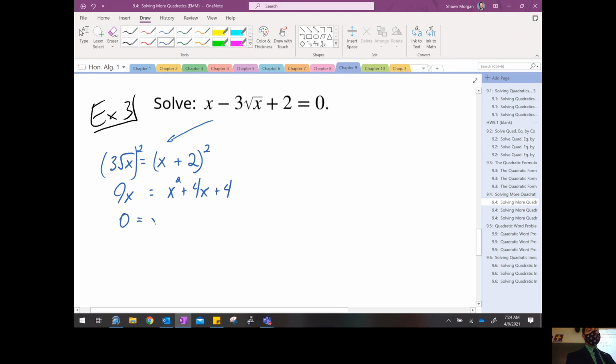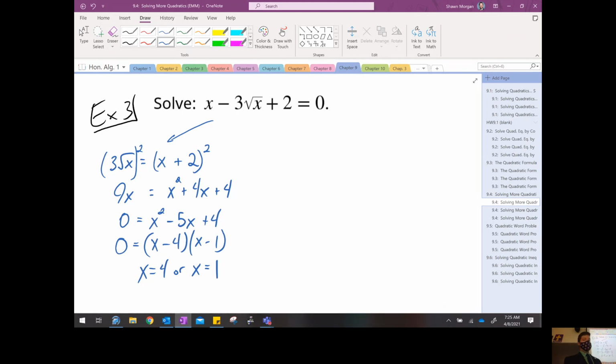So 0 equals x squared. What am I going to do? Subtract 9x. So minus 5x plus 4. So that's going to be x minus 4 and x minus 1. This one factors out. That's easy enough. Did not have to use my quadratic formula. And so here we got x equals 4 or x equals 1. And I need to quickly check to see if either of those is extraneous. I'll leave that to you guys.